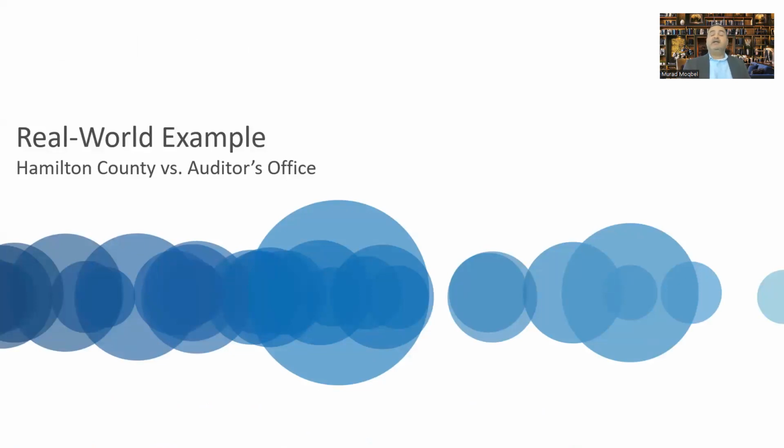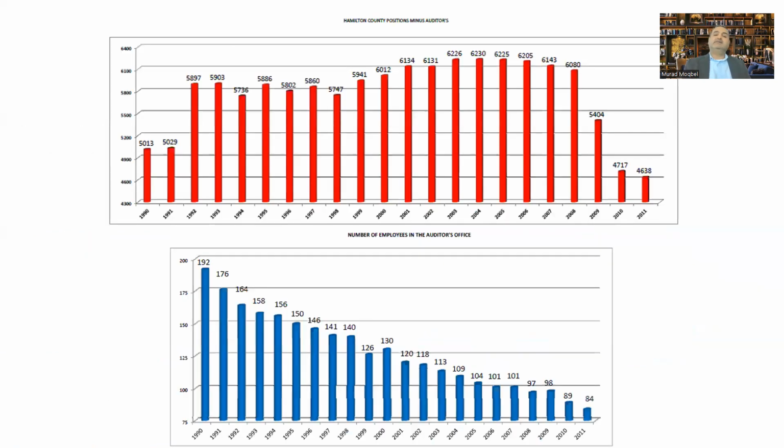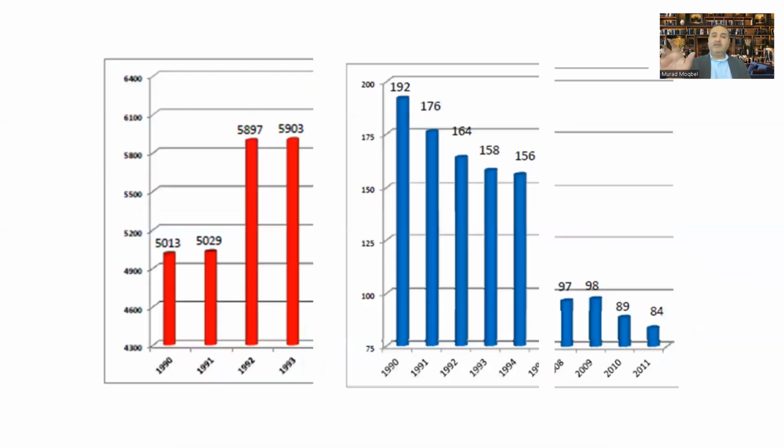So now let's look at this real world example that was taken from Hamilton County in Cincinnati, Ohio. And so Hamilton County employees versus auditor's office. And let's see how they presented this data. And again, I will ask you to pause and see what are the issues with those graphs, right?